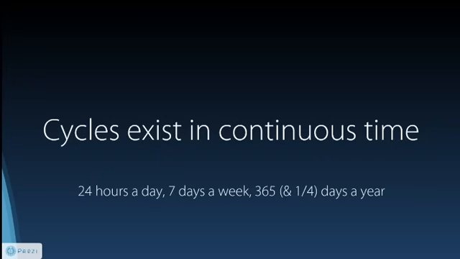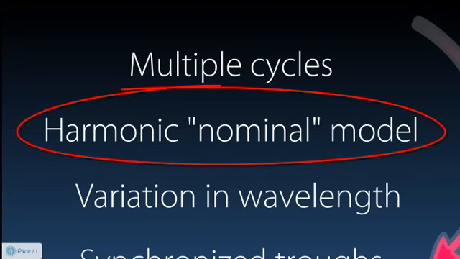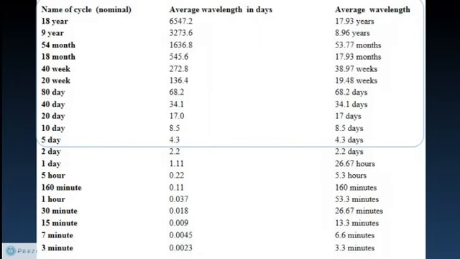Now, what else do you need to understand about the multiple cycles that influence the price movements of financial markets? How are they related? Is it just an arbitrary, random collection of different cycle lengths? No. This is the next important concept that you need to understand. The cycles that influence the prices of any financial market are defined in what Hurst called the nominal model. We talk about a harmonic nominal model because the wavelengths in the nominal model are related by a simple harmonic ratio. Let me explain what I mean by showing you Hurst's default nominal model.